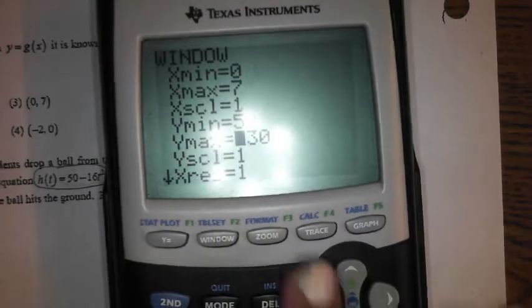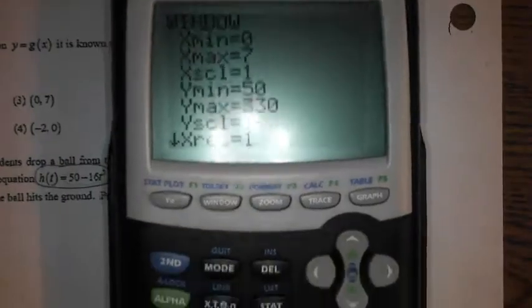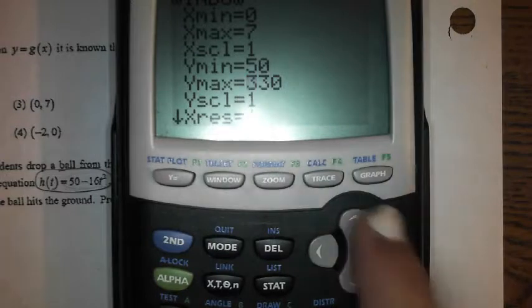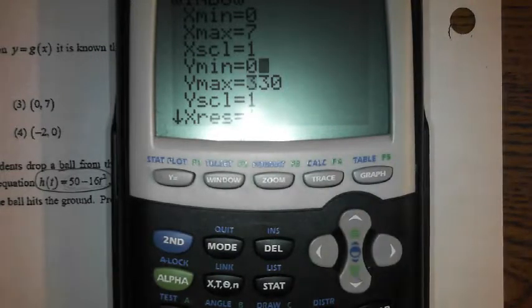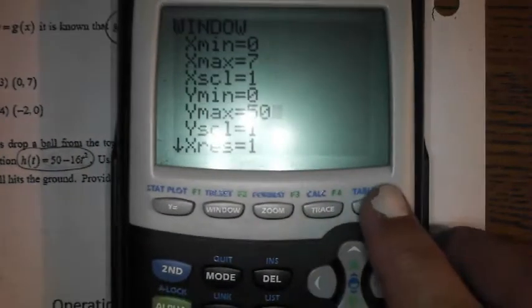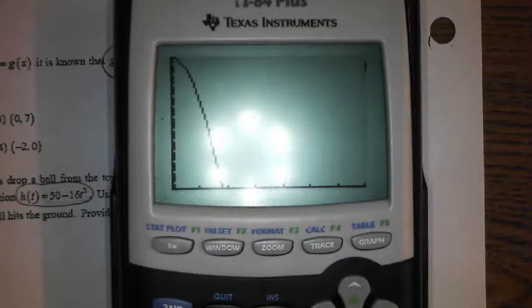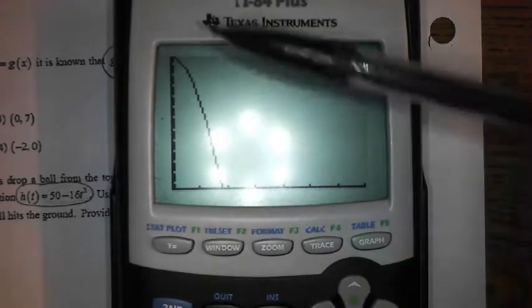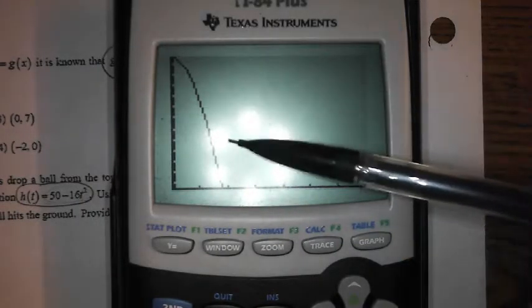And what's the lowest height? Ooh, I did that backwards, right? The lowest height is 0. The highest height is 50. Okay? So that gives us a good look. Now when I hit graph, this should give us a pretty good look at what's happening. Here's the ball starting at 50 feet, dropping.